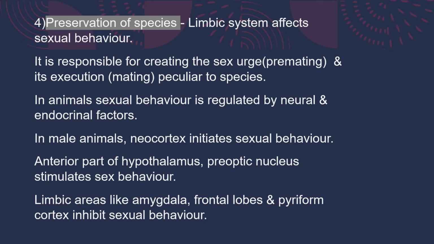And then the preservation of species. The limbic system affects sexual behavior. It is responsible for creating the sexual urge, pre-mating and its execution, mating, peculiar to the species. In animals, sexual behavior is regulated by neural and endocrinal factors. In males, the neocortex initiates the sexual behavior. The anterior part of the hypothalamus, the preoptic nucleus, stimulates the sex behavior. And limbic areas like the amygdala, frontal lobes and piriform cortex inhibit sexual behavior.